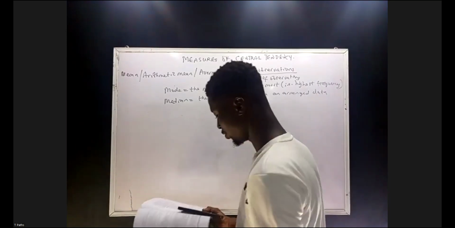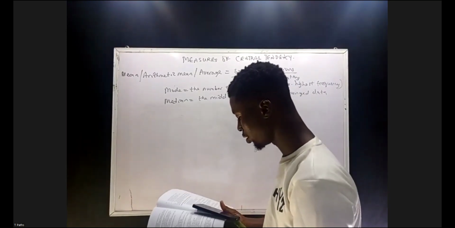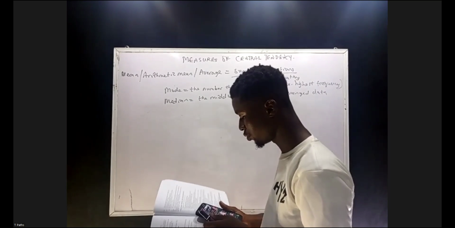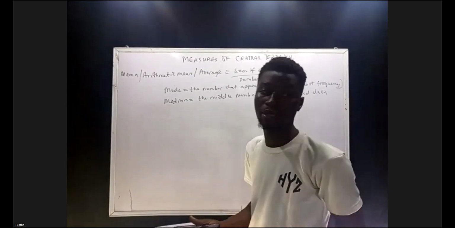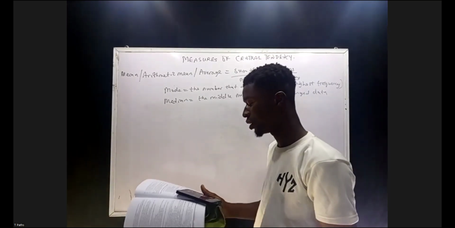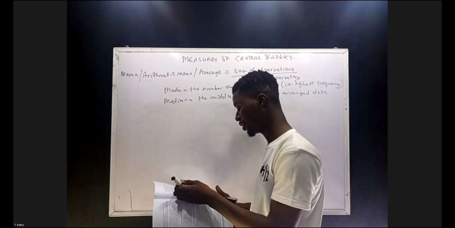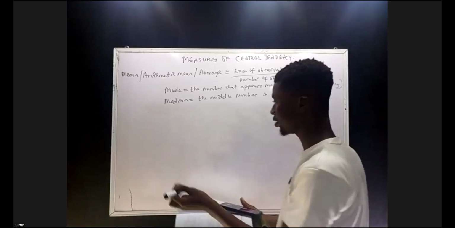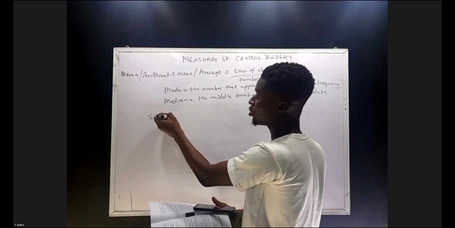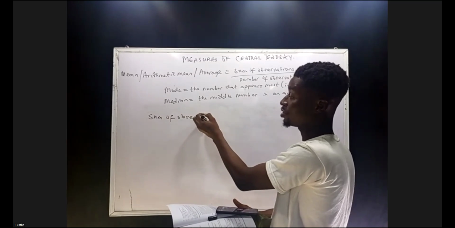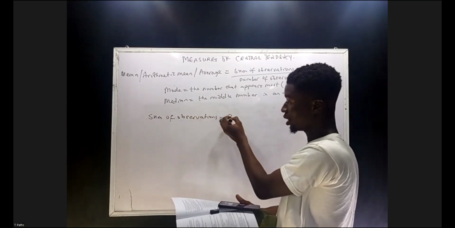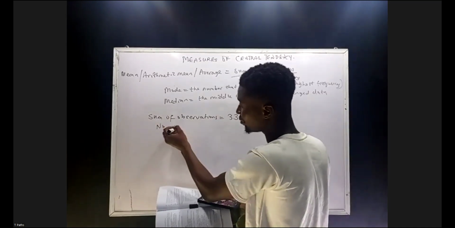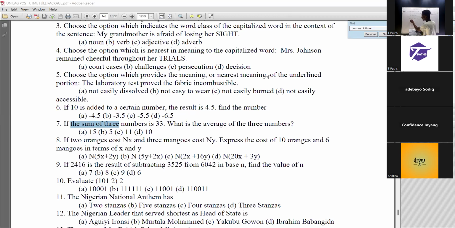Now let's look at this question. We are told the sum of 3 numbers is 33. What is the average of the 3 numbers? The sum of the observations is 33, and the number of observations is obviously 3.